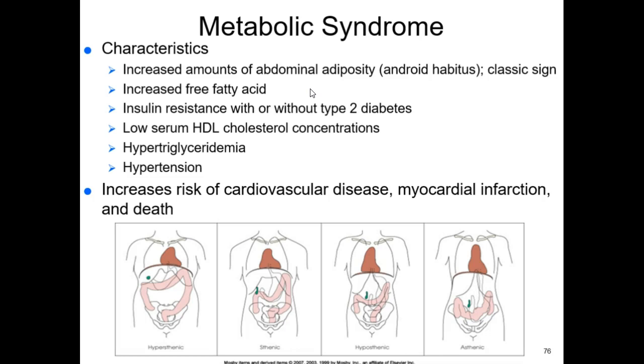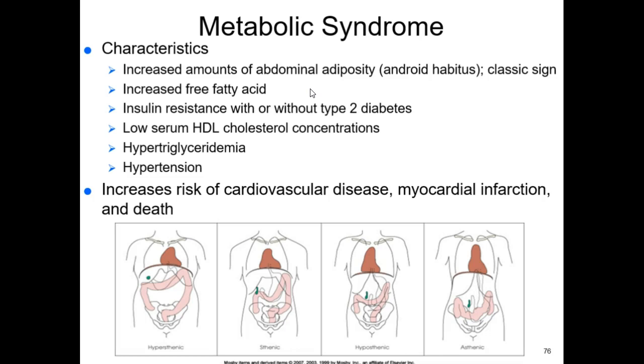There are other terms aside from android habitus. Hypersthenic would be synonymous with android habitus. These down here I took from another source. This is about radiology: hypersthenic versus hyposthenic versus asthenic. These are phrases that radiologists use to determine the probable location of different organs. Back in A&P2, I taught you, here's the position of the large intestine. You have an ascending, transverse, and descending colon, and they will be located in this position in the peritoneal cavity.